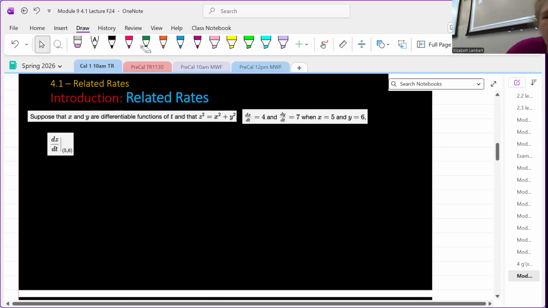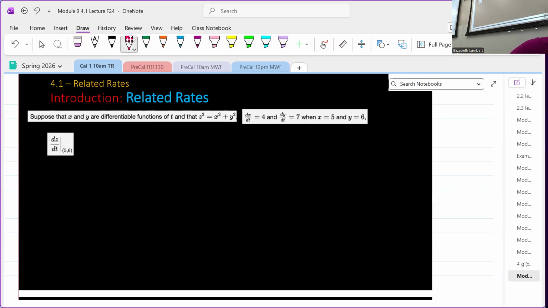All right, so now we've got basically the Pythagorean theorem. Suppose that x and y are differentiable functions of t, and we have our formula. And then they give us a whole bunch of givens over here. So we're going to focus on the formula and taking the derivative of this formula. So let me write it down.